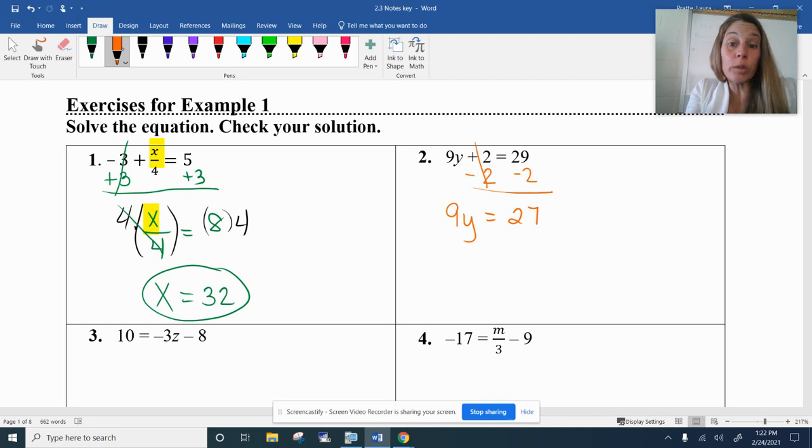Since 9 is being multiplied to y, the inverse operation there would be division. And when we divide, 9 divided by 9 is 1, but we don't have to put that in front of our variable. We could just leave the variable. And 27 divided by 9 is 3.